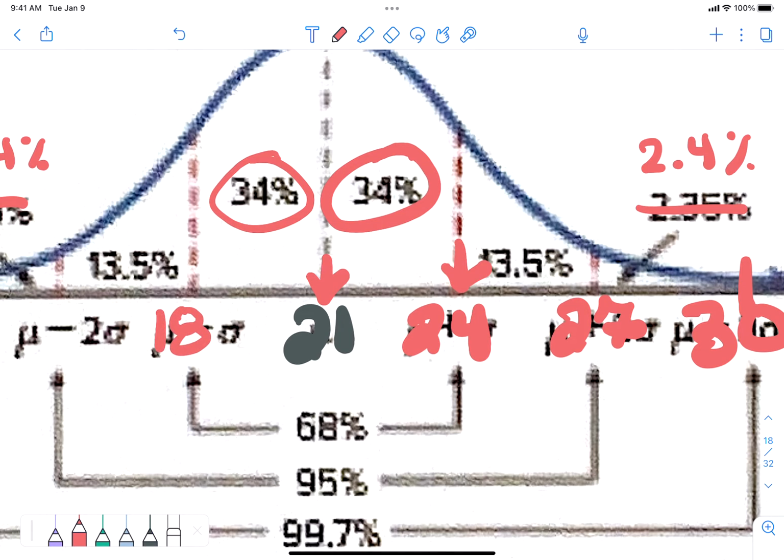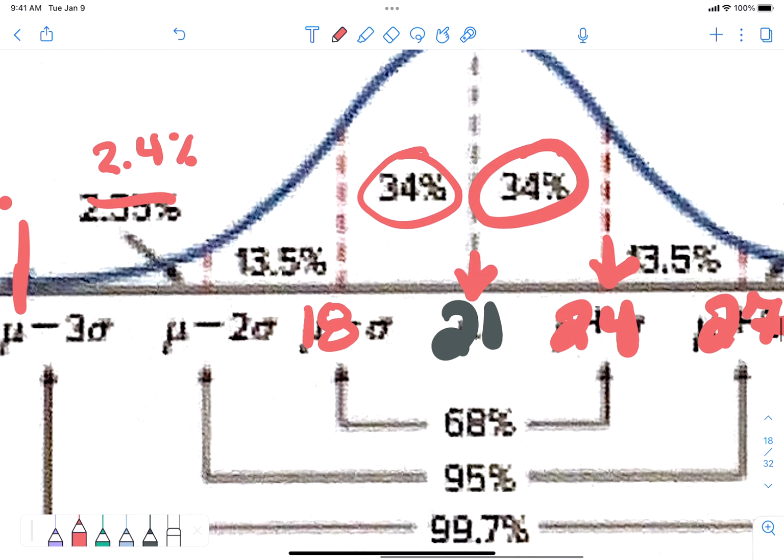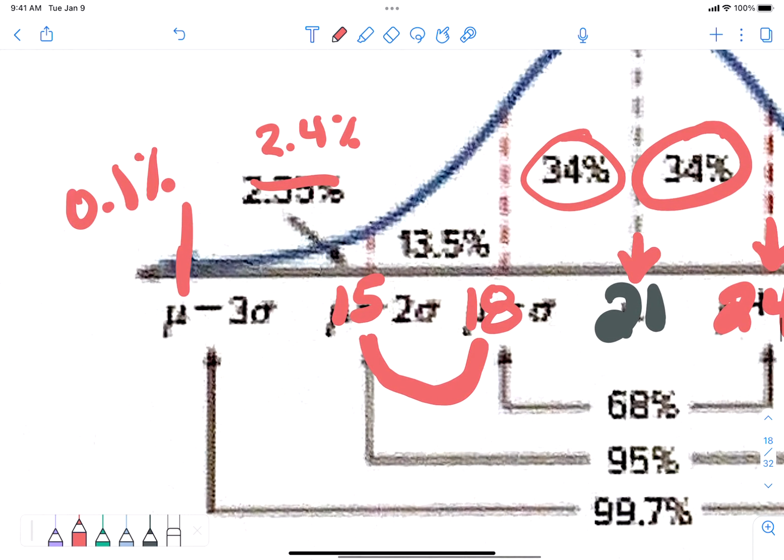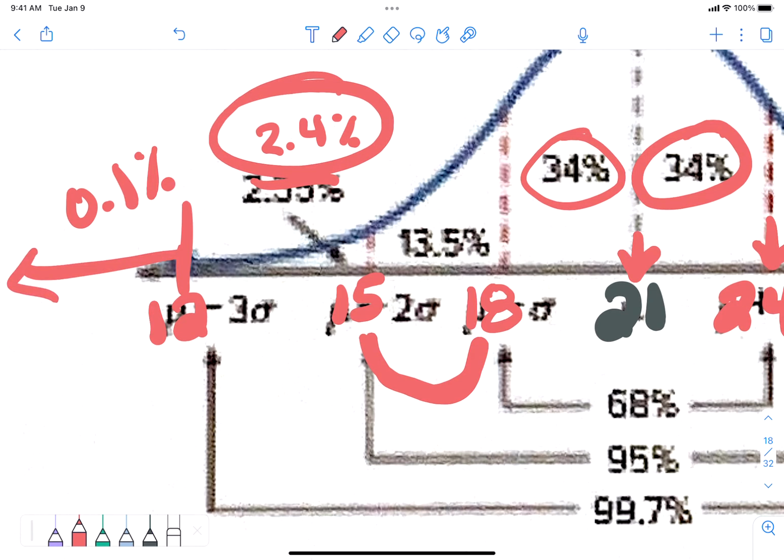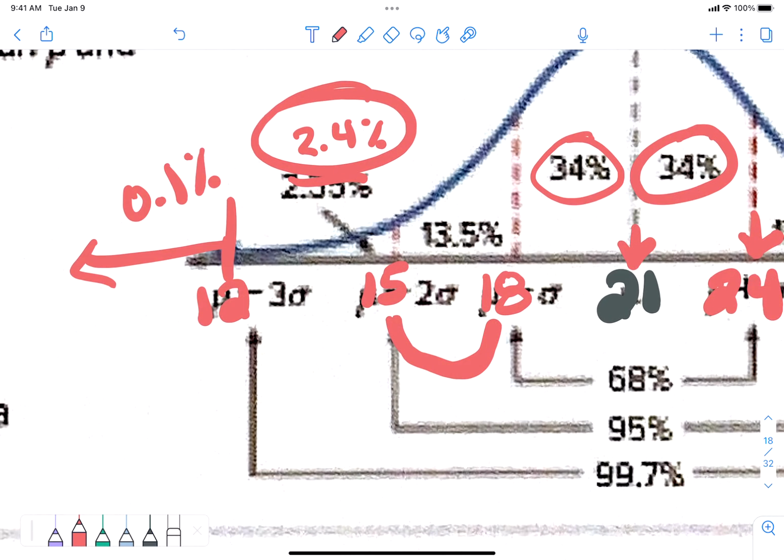How did I get 18? Minus 3, right? If I subtract again, that would be 15. What percent of people score between 15 and 18? 13.5%. What percent of people will score between a 12 and a 15? 2.4%. And what percent of people will score below a 12? 0.1%. That's not even 1%, that's 0.1%. So not very many. 0.1% of people will score below a 12.